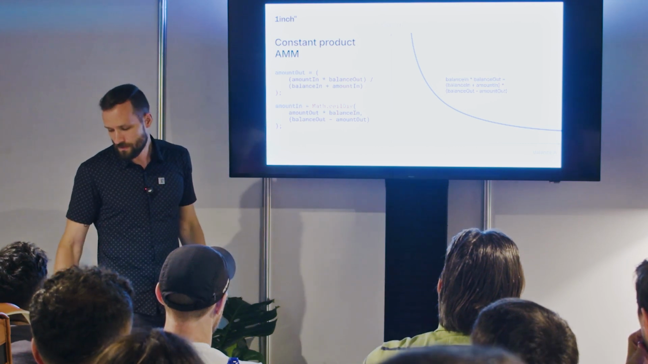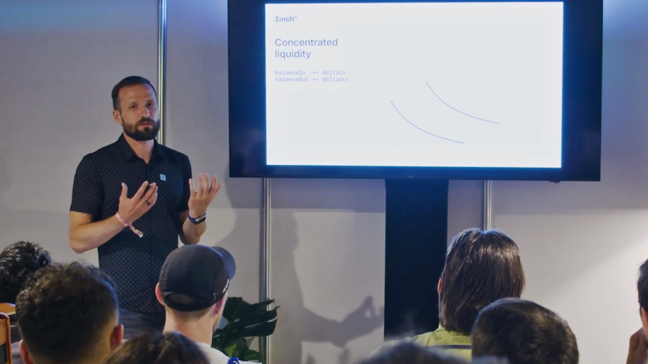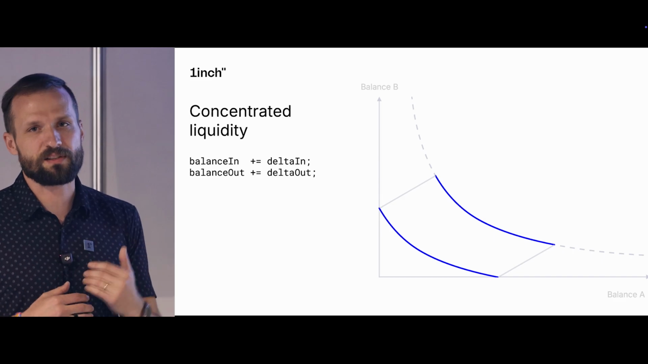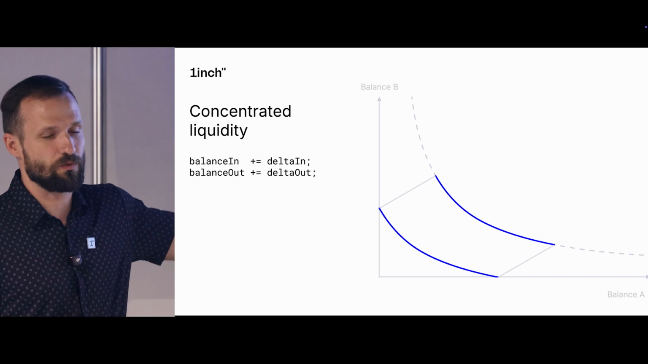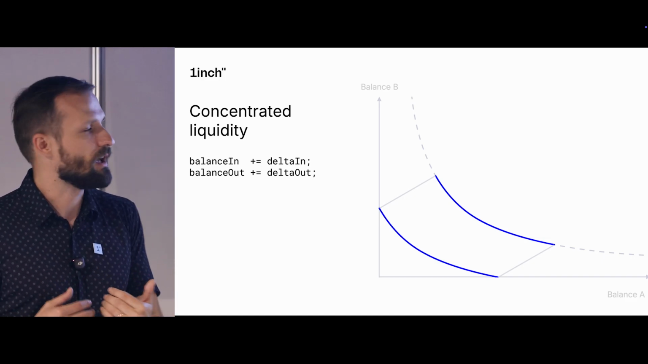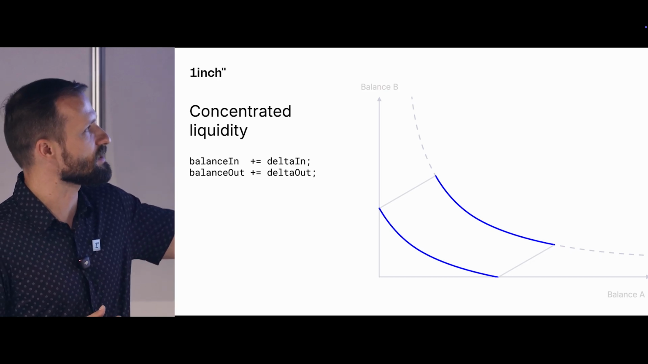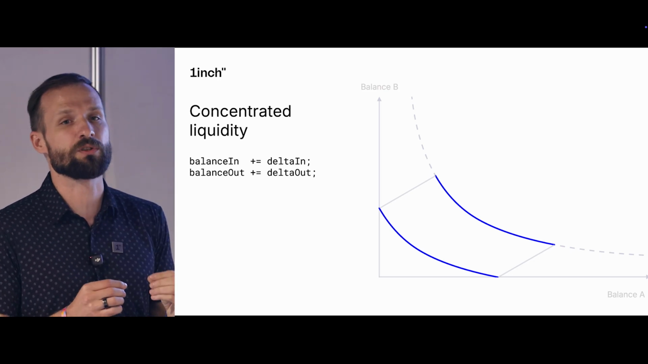That's the basic thing. So the next instruction is concentration. If we place this concentration instruction before the swap instruction, it would lead to concentrated liquidity behavior. And the only thing this instruction is actually doing is increasing balances by some deltas computed off-chain.